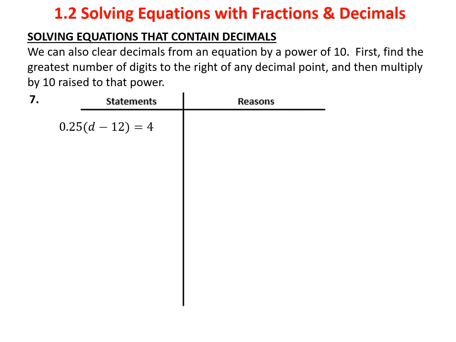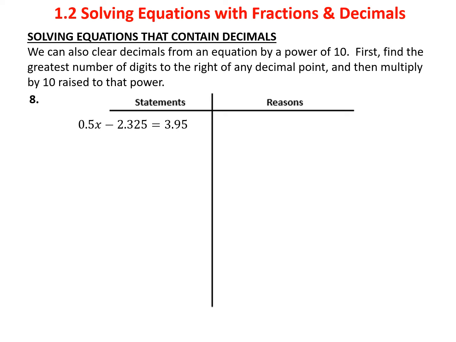On this problem, we only have one number with a decimal, and that's the 25 hundredths. It has two places, so we would multiply by 100. You might be tempted at first to use the distributive property, 0.25 times d, and then minus 12 times 0.25. But you'll probably find it easier to multiply both sides by 100 first, and then do your distributive property.